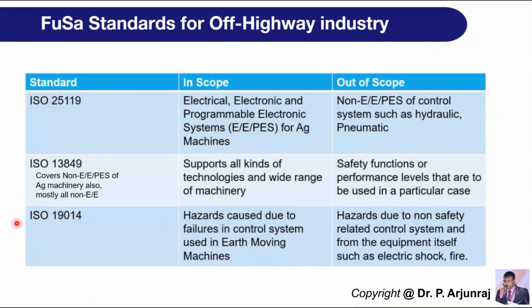And ISO 19014. These are all the different functional safety standards for the off-highway industry. And this standard deals with the hazards caused due to failures in the control system, which is used for earth moving machinery, like even companies like Bharat Earth Movers, JCB. Okay, so they are dealing with the earth moving machines, but they are in a position to follow this standard in order to avoid the faults, failures, hazards, and the risks. And the out of scope for this ISO 19014 is hazards due to non-safety related control systems and from the equipment itself, such as electric shock or fire.